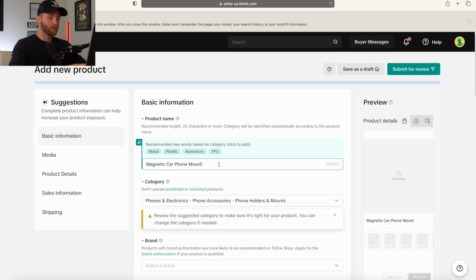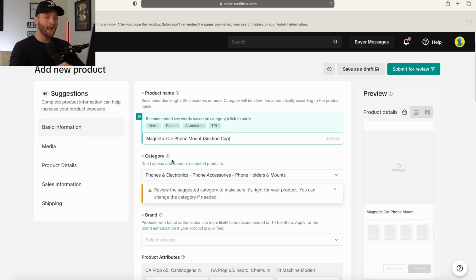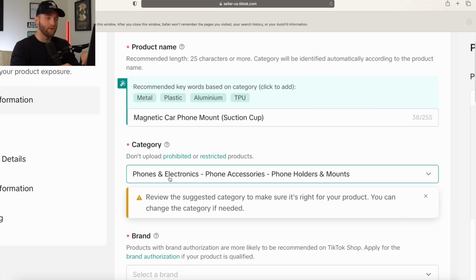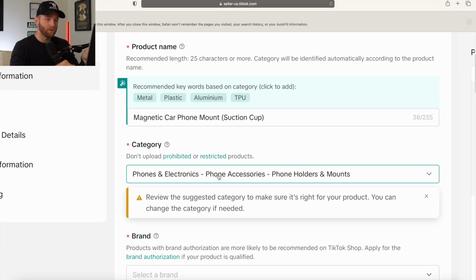It's got to be 25 or more. Let's see. Suction cup. We'll just put that. It automatically kind of uses general AI to pull what category you're in. Phones and electronics, phone accessories, phone holders, and mounts. Nailed it. Pretty specific. Cool.